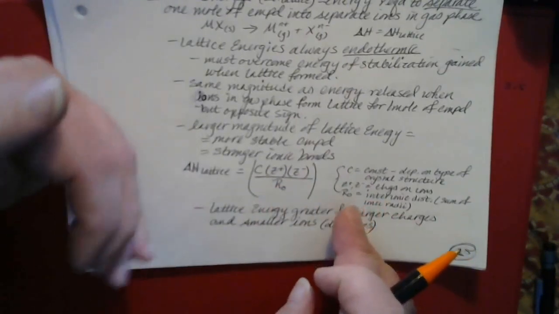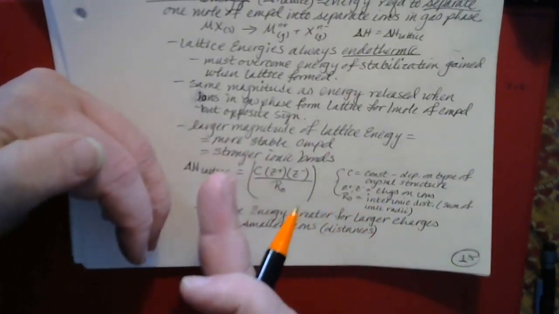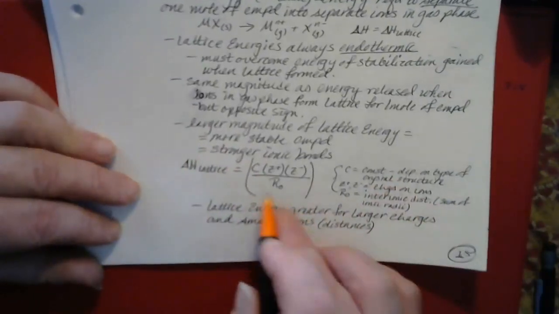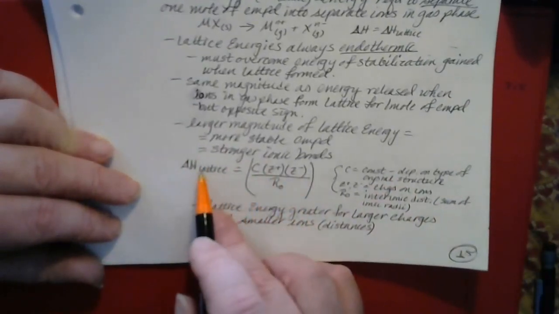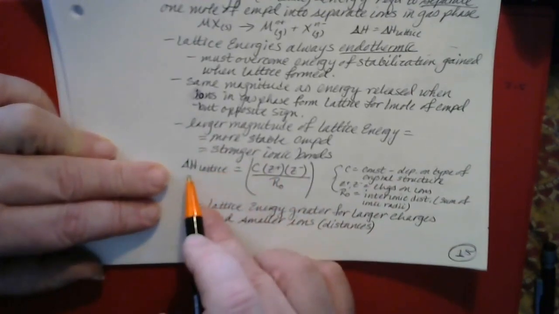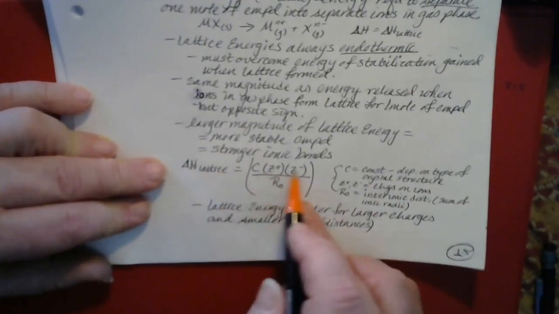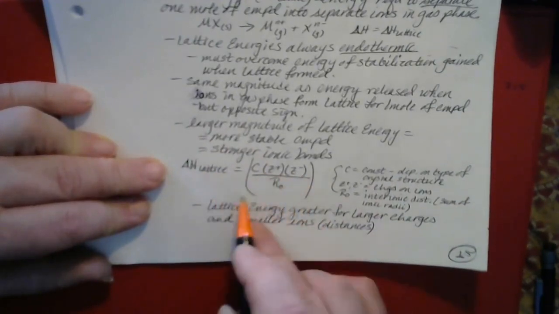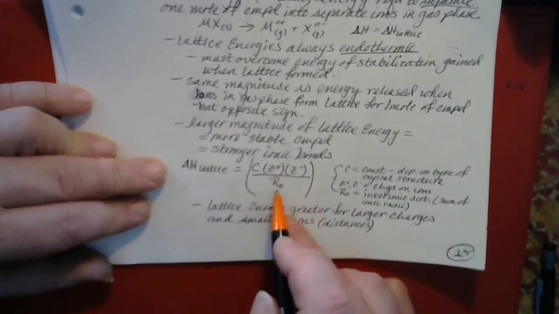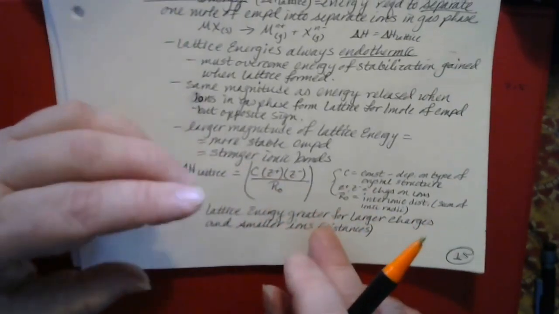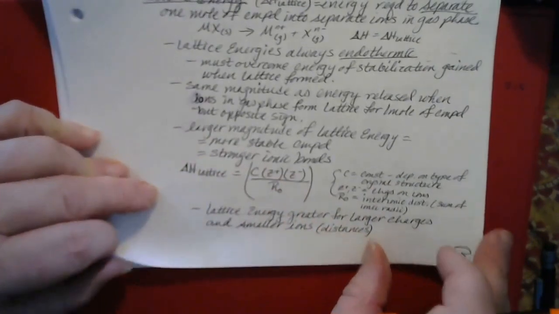That is the distance from the center of one ion to the center of the other ion in the lattice once it's formed. And so from this, you can tell that you're going to get bigger numbers for lattice energy from larger positive and negative charges, and also from shorter distances. So bigger charges and shorter distances mean more lattice energy.